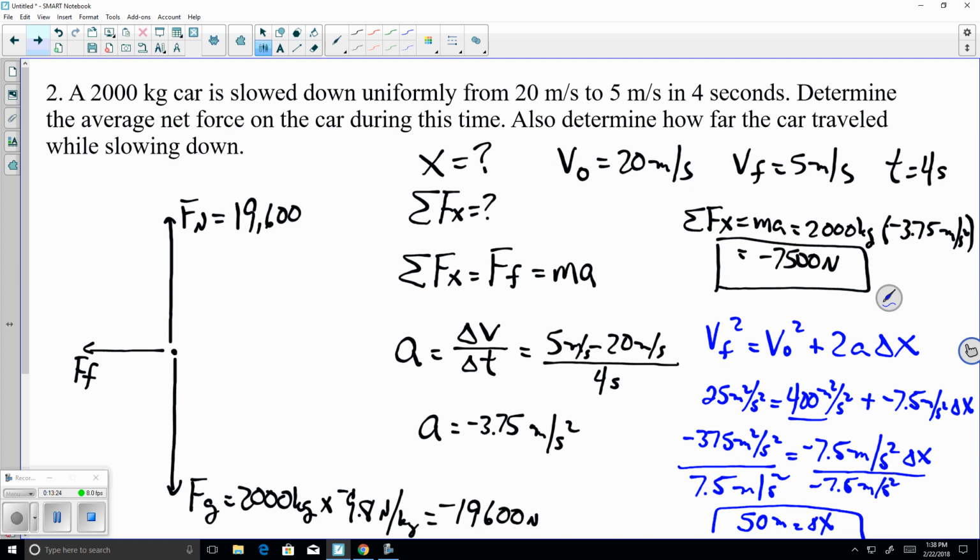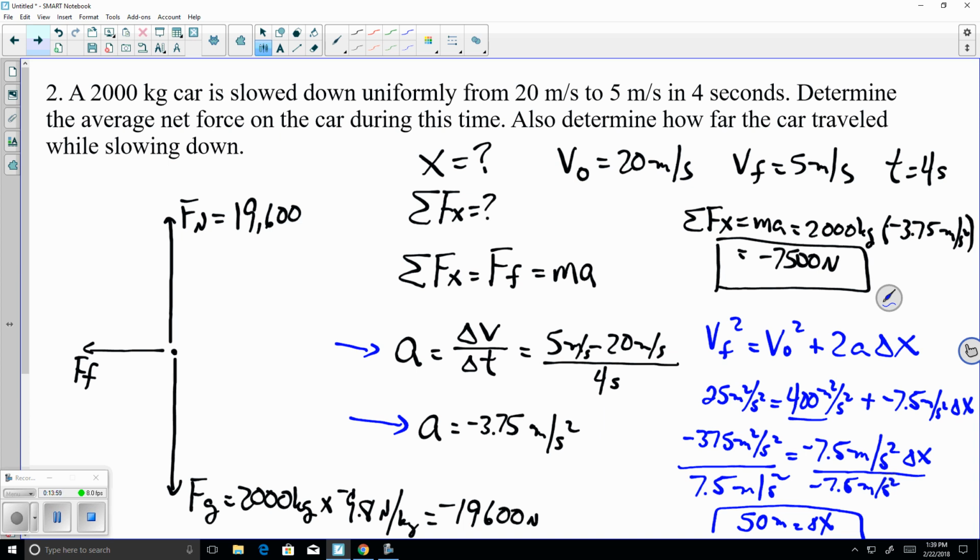So again, what we did here is we're looking for x, and we're looking for the average net force. And so we started trying to find the average net force. That's basically the sum of forces. And we're looking in the x direction because that's how it's accelerating. And the only force in the x direction is the force of friction. That's equal to mass times acceleration. We figured acceleration just by the change in velocity over time. That put us here and gave us an acceleration of a equals minus 3.75.